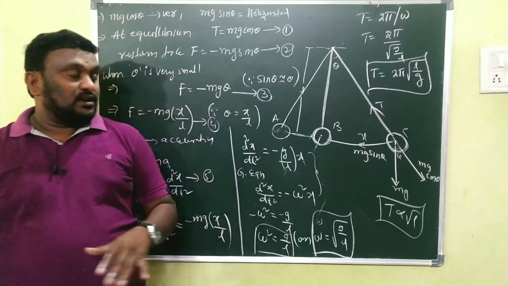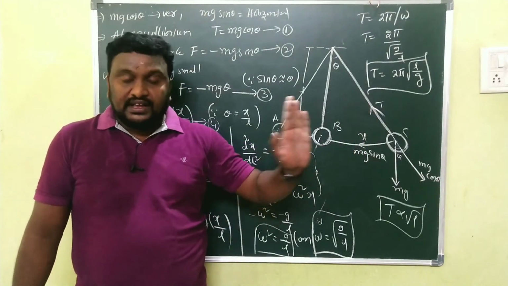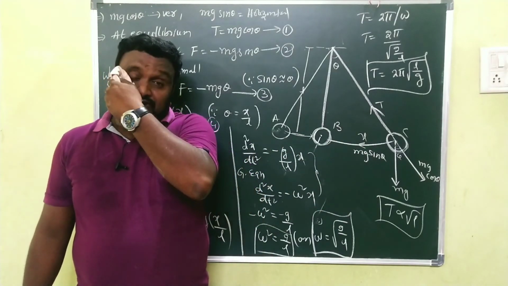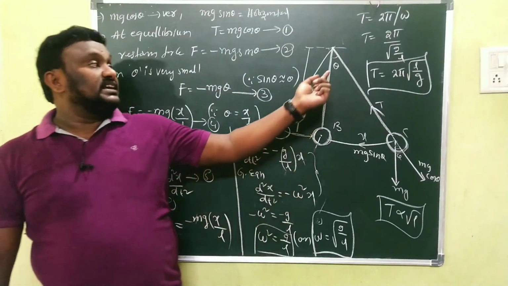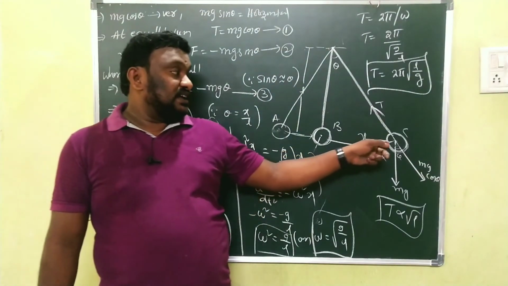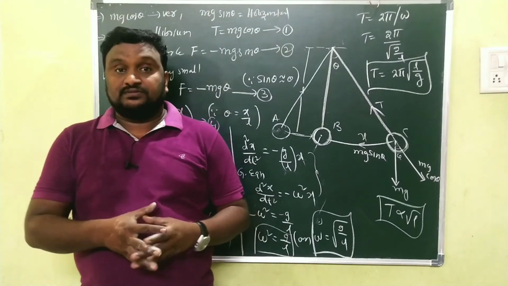Okay children, now coming to the point, when we push the bob, it will execute simple harmonic oscillations. When the bob is at the extreme position, here we can observe that theta is there. Theta is what, children? Angular displacement. When it goes to the extreme position, there the weight should be divided into two components.